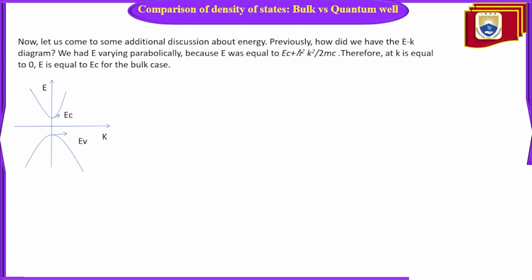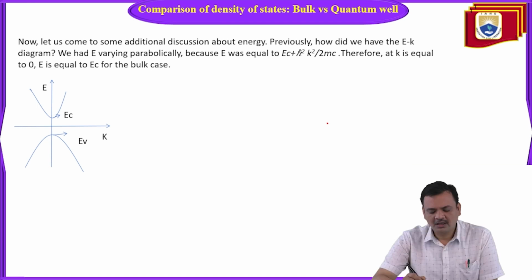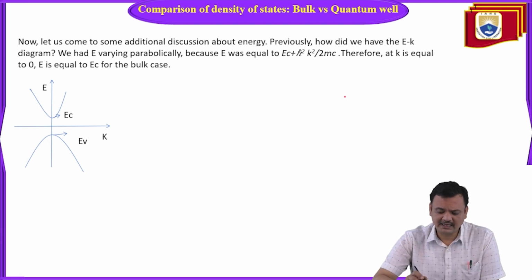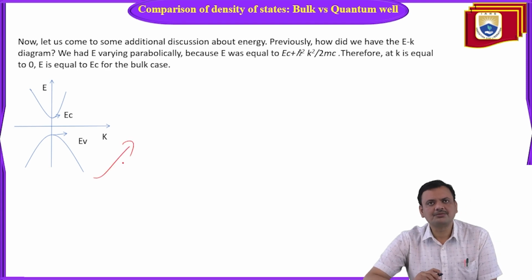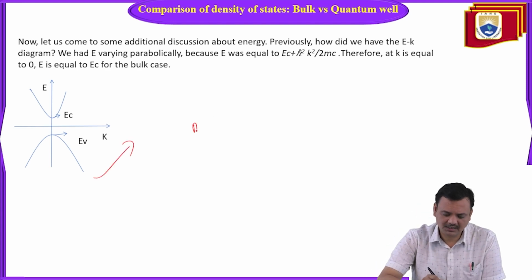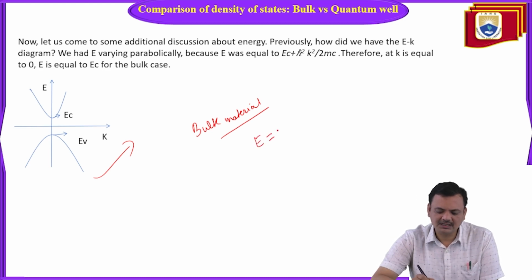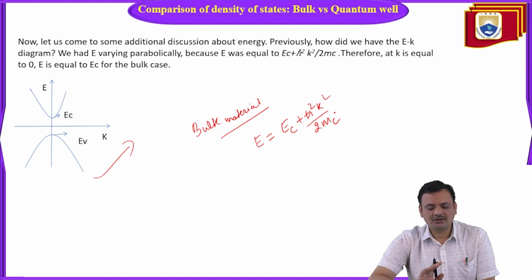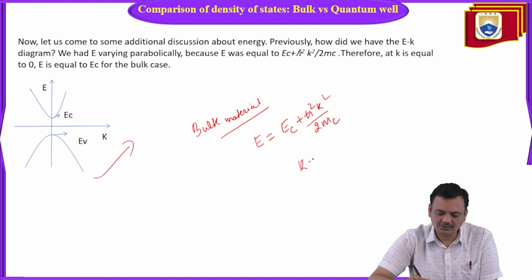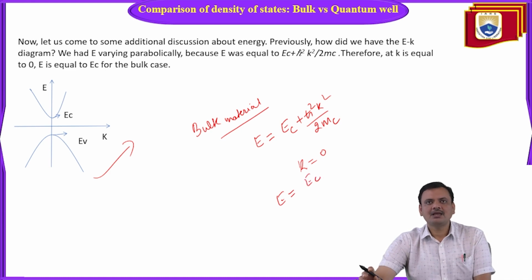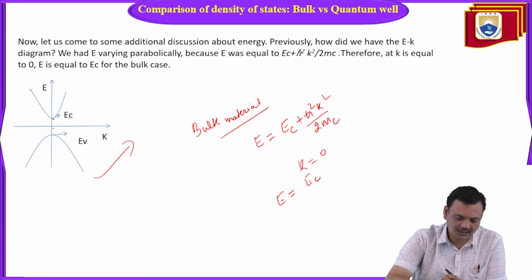Now, we already discussed the E-K diagram. So this is one figure for the E-K diagram for a bulk semiconductor or bulk material. And here the energy varies like E is equal to EC plus h square k square upon 2 mC. This is the normal variation case. So when k is equal to 0, you will get E is equal to EC.